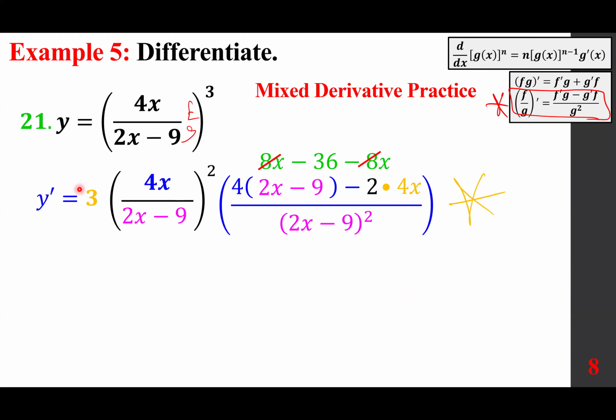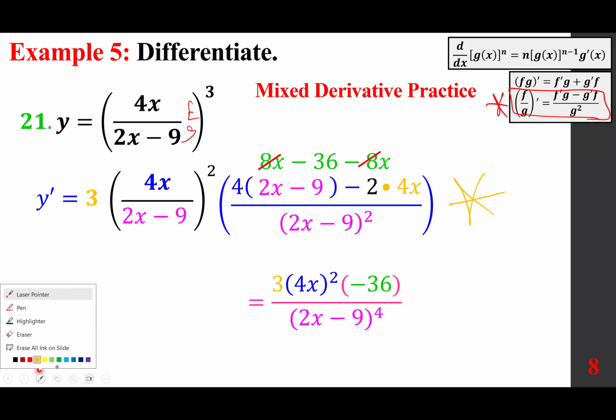So at top we have 3, 4x to the power of 2, and negative 36. What do we have at the bottom? 2x minus 9 to the power of 2, 2x minus 9 to the power of 2. That means 2x minus 9 to the power of 2 plus 2, which is 4. This is 16x squared. The product of 3 and 16x squared and minus 36 is at top. The bottom is 2x minus 9 to the power of 4.